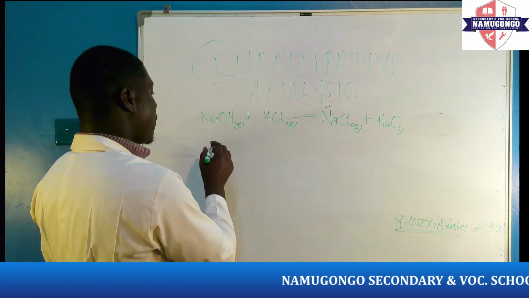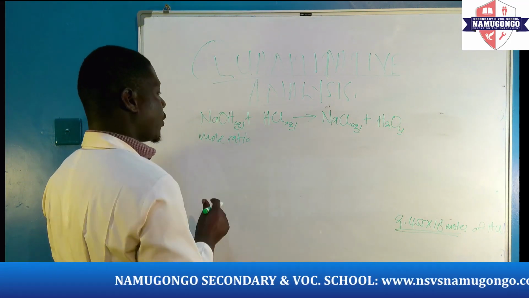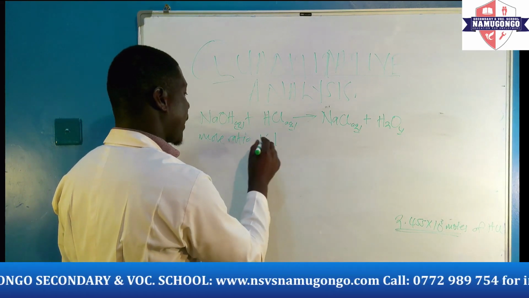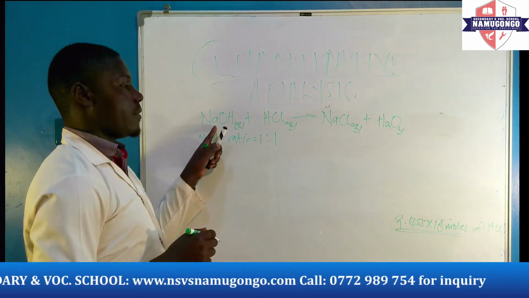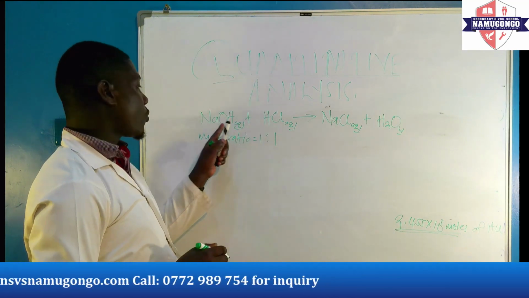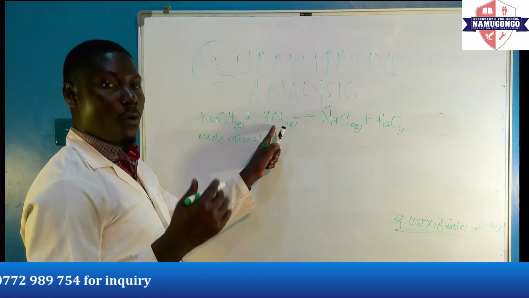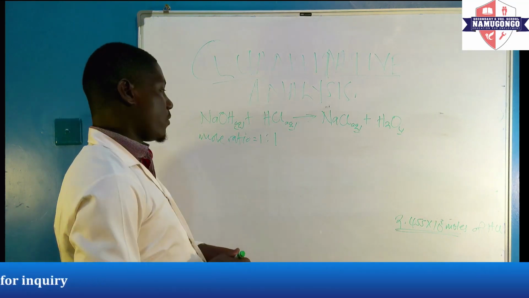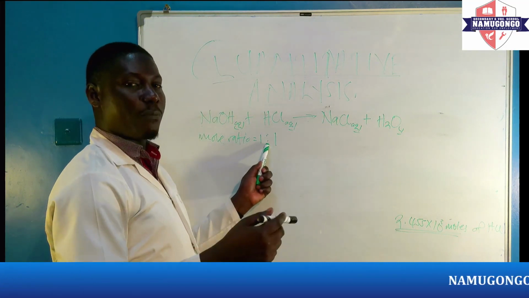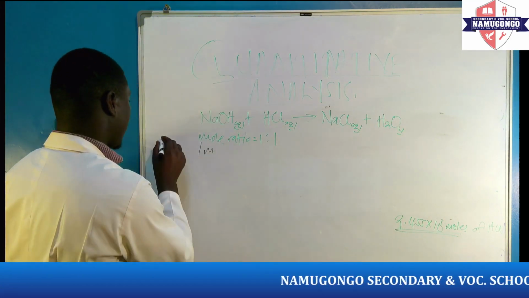It does not need any figure to balance it. So, writing the mole ratio of sodium hydroxide to hydrochloric acid is 1 to 1. Because only 1 mole of sodium, as you see here, there's no figure in front here, and there's no figure in front here. So 1 mole of sodium hydroxide requires 1 mole of hydrochloric acid for complete reaction or for complete neutralization.